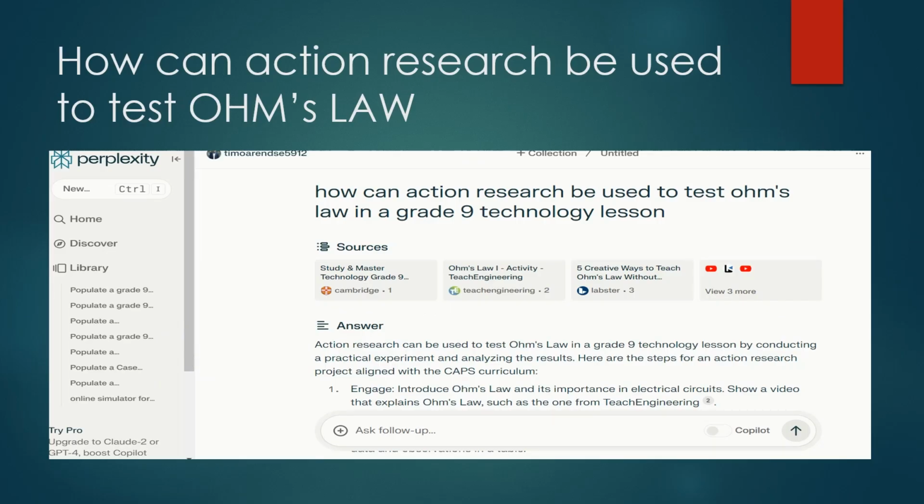And so now we get to the end of the lesson, and this is more the practical application to the learner with hands-on activities. So how can action research be used to test Ohm's law? Now Perplexity supplied us with the resources again, and action research can be used to test Ohm's law in the grade 9 lesson by conducting a practical experiment and analyzing the results. Here are the steps for an action research project aligned with CAPS.